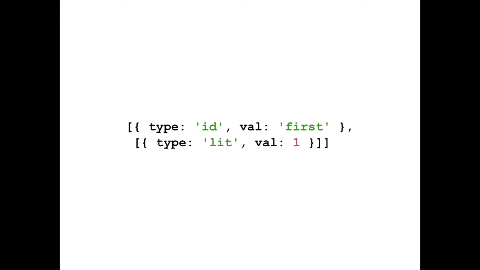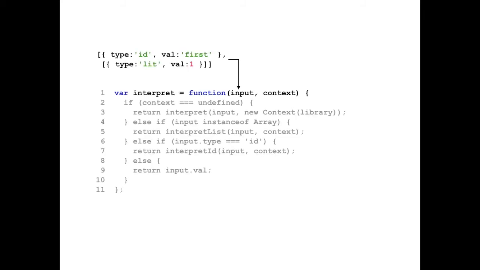So interpreting is going from the abstract syntax tree to the actual output of the program, which remember is 1. Let's see how it works. Here's the interpret function. You can see that it takes the abstract syntax tree as input. And it also takes a context.